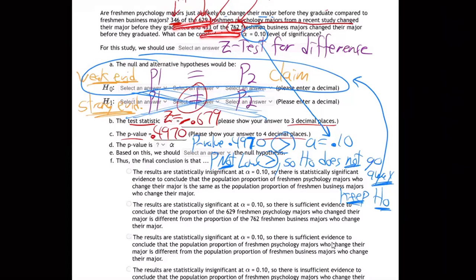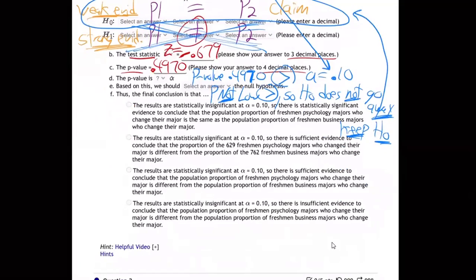Well, based on our sample, because it came out so close, we believe that really psych and business majors change their major before they graduate about the same percentage. We believe it's about equal, which was what was being claimed, equally, just as likely, right? And why? Because evidence was weak, meaning there wasn't strong evidence that they were different. Does that make sense? Let's go down here and read the words.